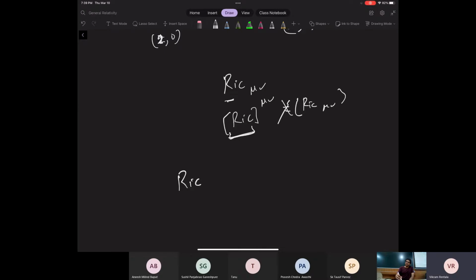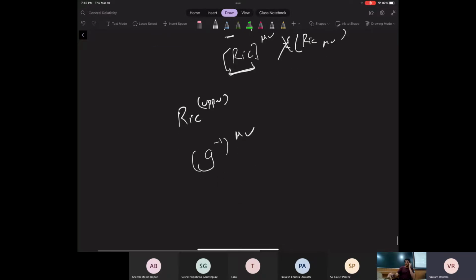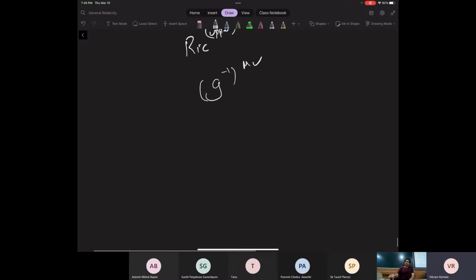I can denote this as Ricci upper, but for the metric as well, you should really use a different symbol, because it's sort of like a metric inverse, mu nu. It's not the same components as g. So this is a bit of an abuse of notation.